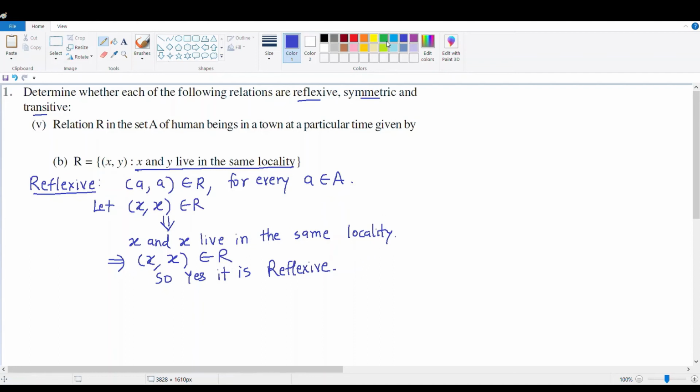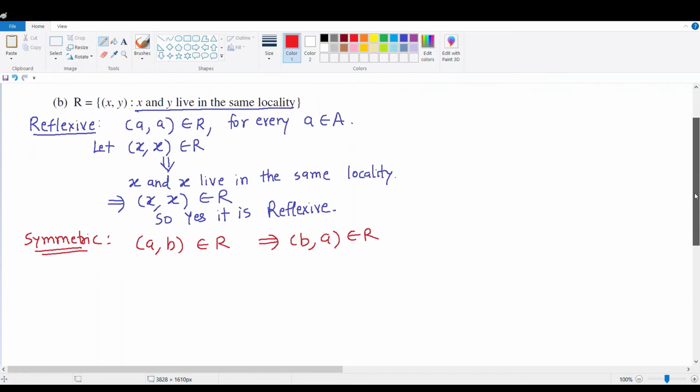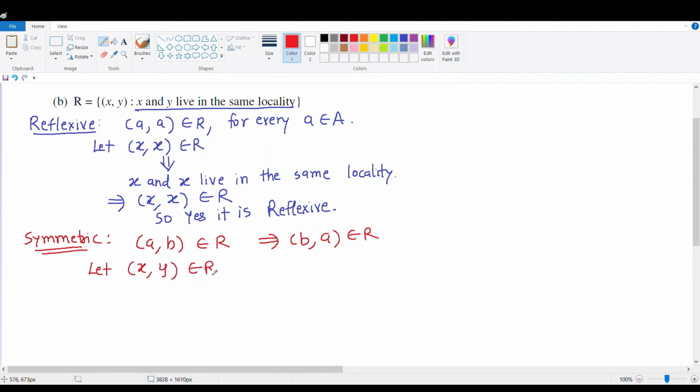Now let's check for symmetric. Now the definition says what? That if you have A comma B belongs to R, then you must have B comma A belongs to R. Now in here, what condition are you given? That x and y live in the same locality. So let x comma y belongs to R, and that implies what? That x and y live in the same locality.